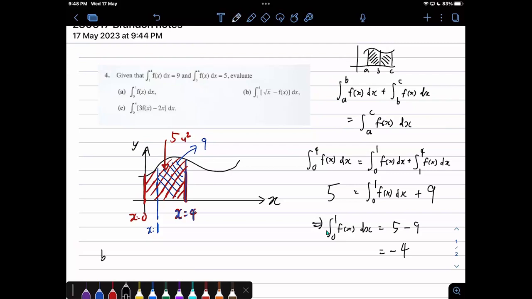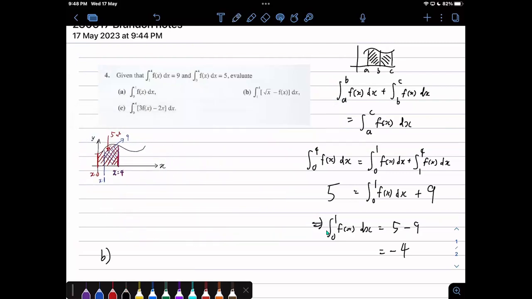Let's move on to part B. Part B, how? Okay, this diagram, let me just shrink it down, not so useful. Integral from 1 to 4 of root x minus f(x) dx. Y equals root x. Something on the left, something on the right, minus in between. Y equals root x.